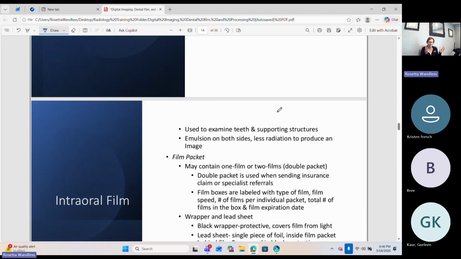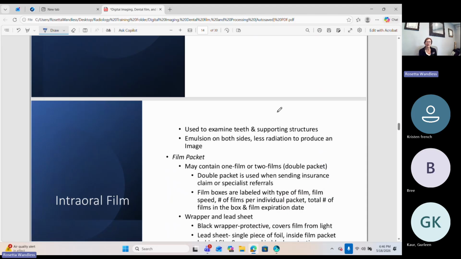But we use emulsion, which is like a gelatin, and inside that gelatin are these silver crystals. The larger the crystal, the faster the film. And when we have that emulsion, it's going to be on both sides of both intraoral film and extraoral film. The difference with duplicating film is that I only have emulsion on one side. There's a slide that states that, but I like to say that.